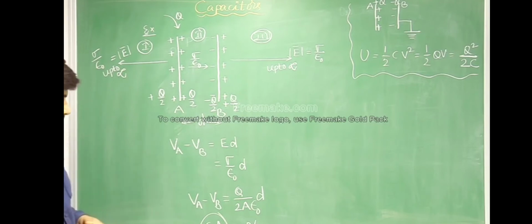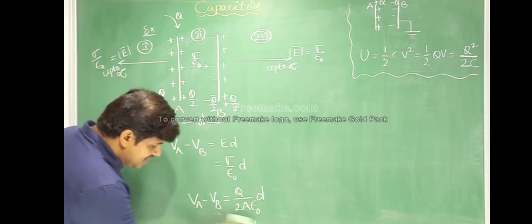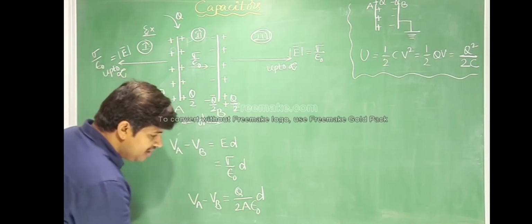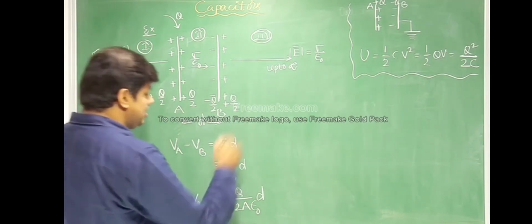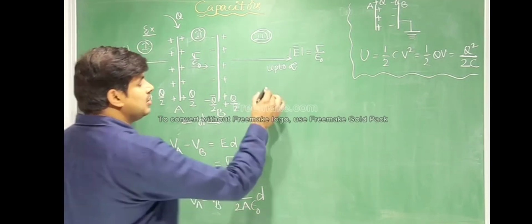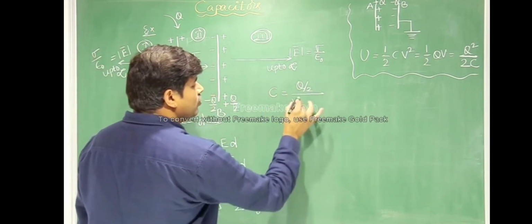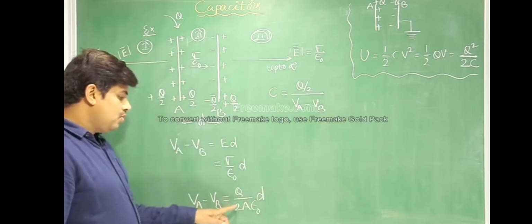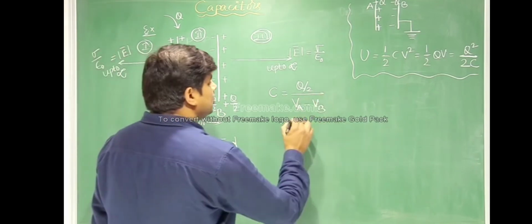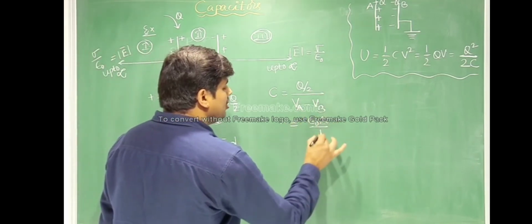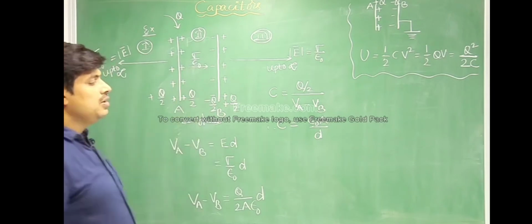Now let us check. I think you are not able to see this step, so I will be writing it again. I wrote here: the potential difference VA minus VB is equal to QD upon 2A epsilon naught. If you want to write capacitance, C is equal to Q by 2 times VA minus VB. Observe here, Q by 2 over VA minus VB is nothing but epsilon naught A upon D. This is the capacitance of this arrangement between the two plates.